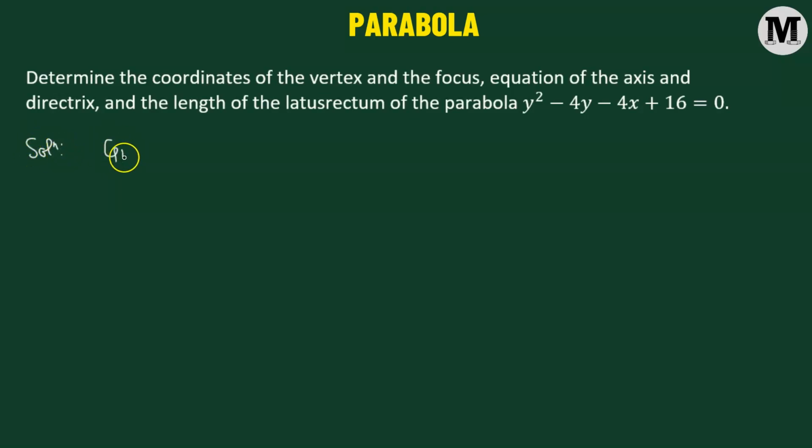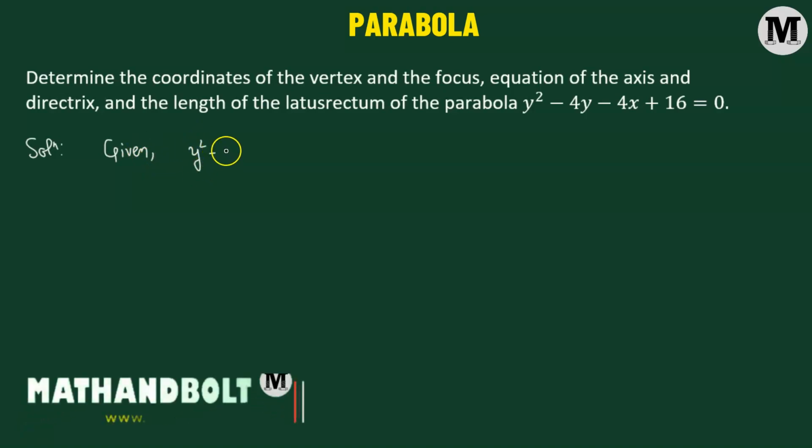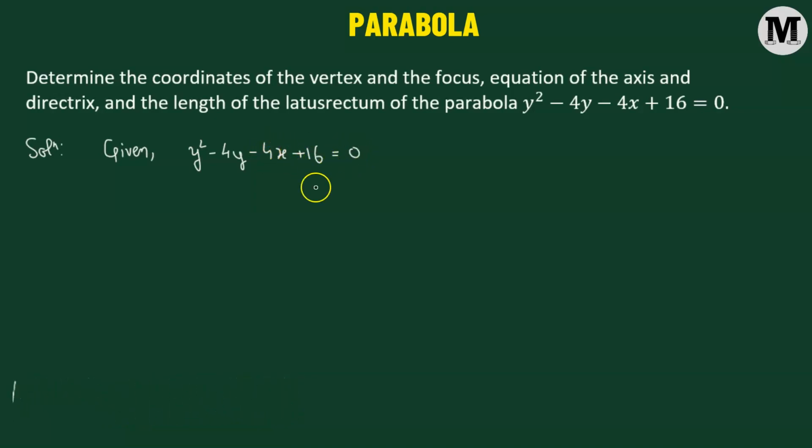We'll begin by considering the given equation of the parabola. So here we have y squared minus 4y minus 4x plus 16 equals 0. We'll keep the quadratic terms of y, so that means we have y squared minus 4y. And we're going to transpose the third and the fourth terms to the right hand side to get 4x minus 16.